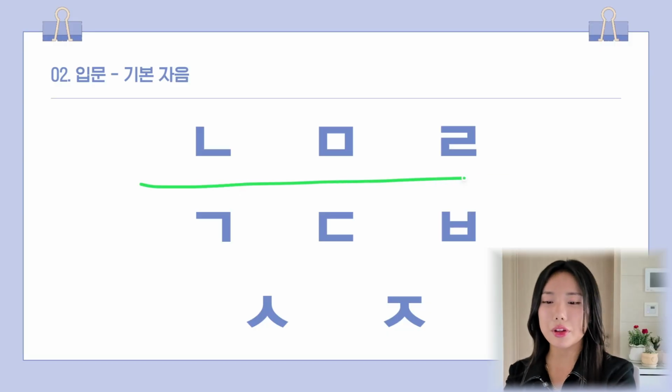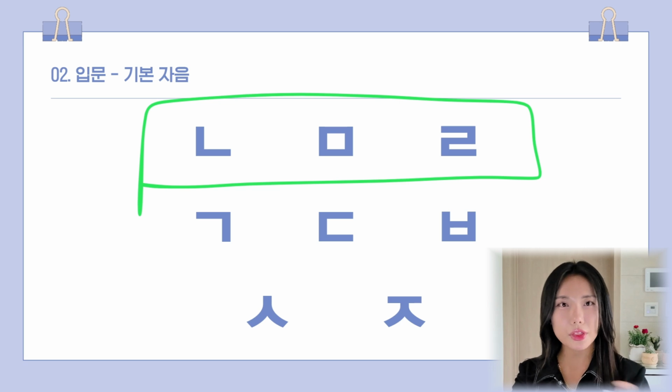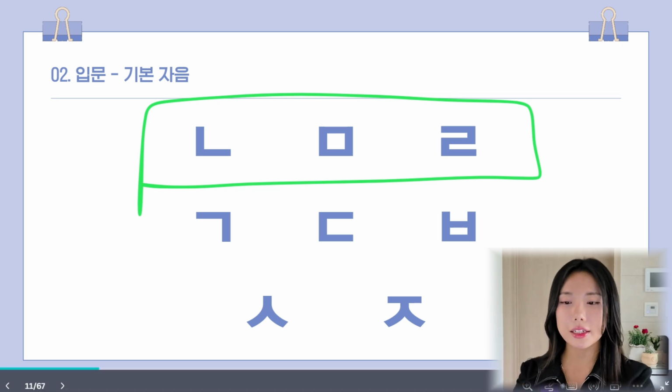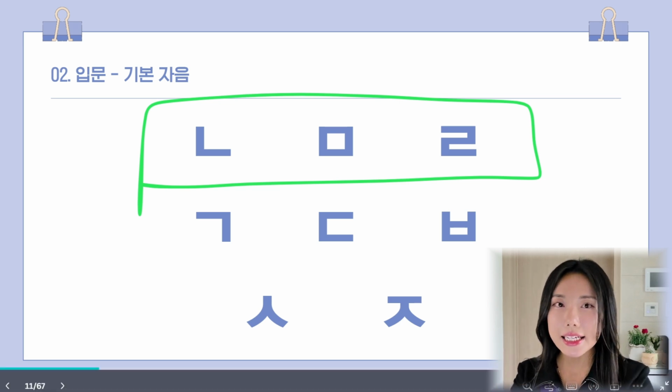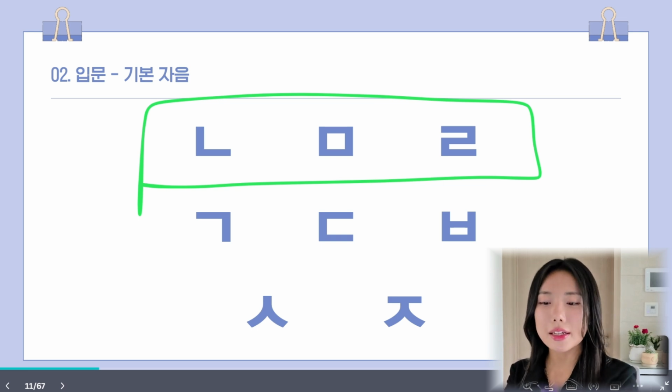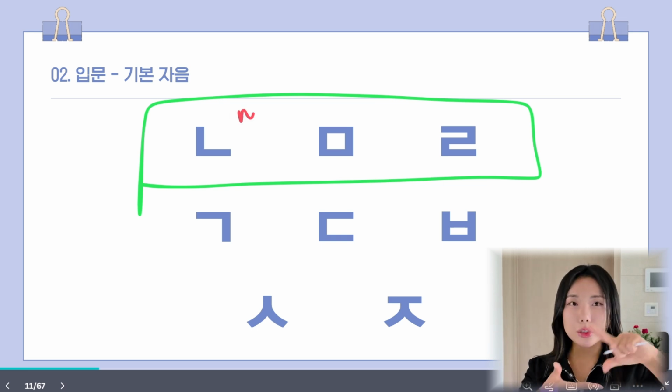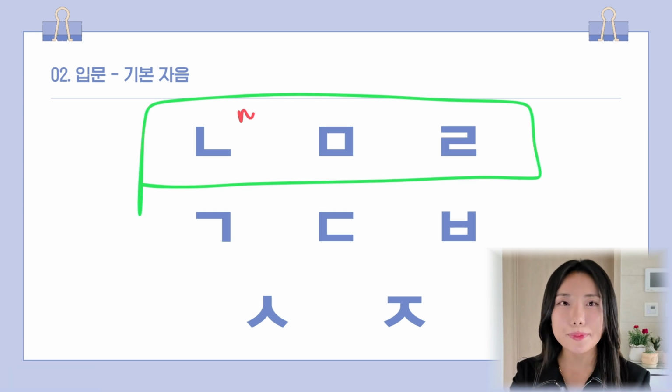We only have 14 basic consonants. So let's talk about these three first. The L-looking one sounds like N. It makes the N sound. And the square-looking one makes the M sound.